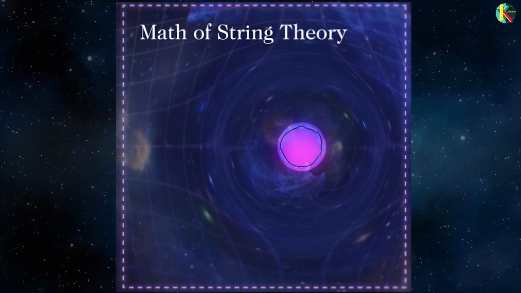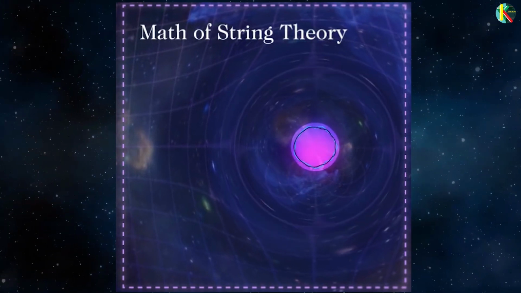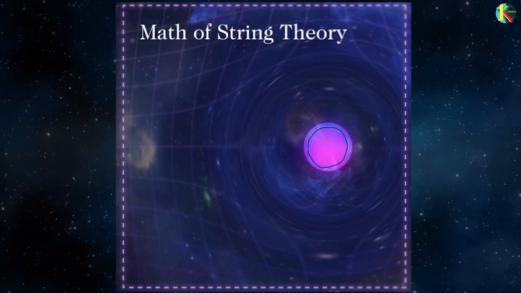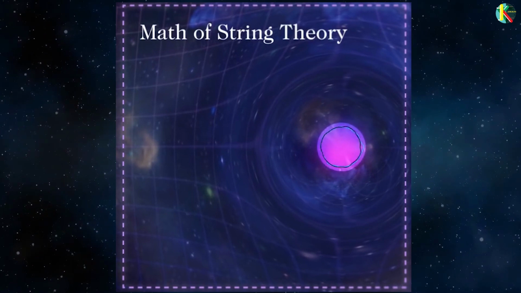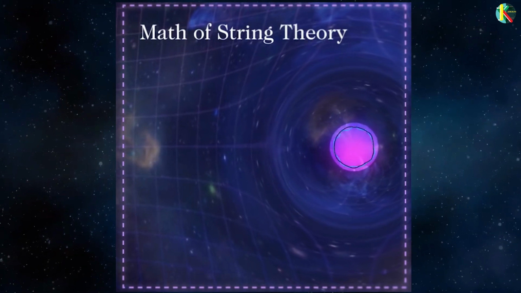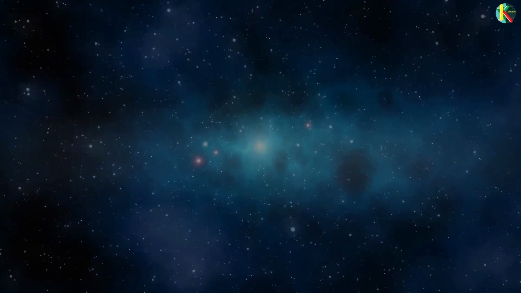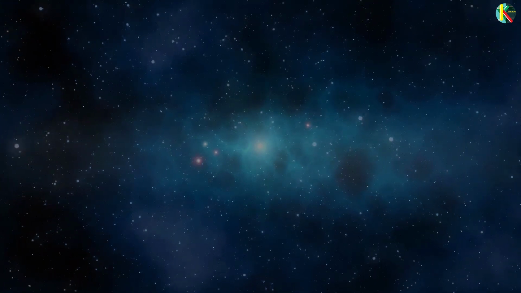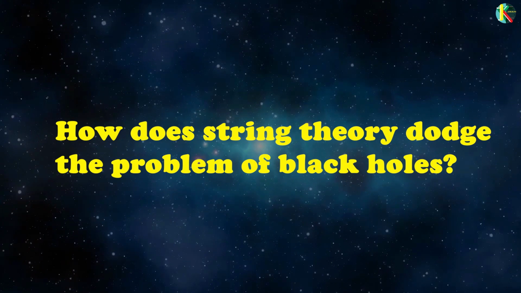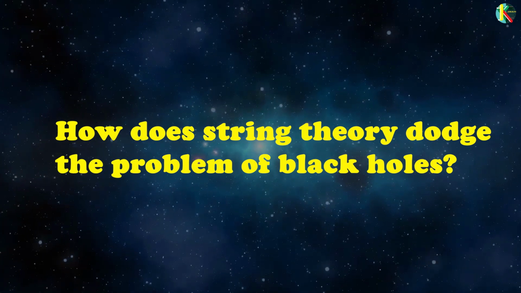In fact, it would be difficult to remove it, and the quantum gravity of string theory is immune to the main difficulty in uniting general relativity with quantum mechanics. It does not give tiny black holes when we try to describe gravity on the smaller scales. But how does string theory dodge the problem of black holes?